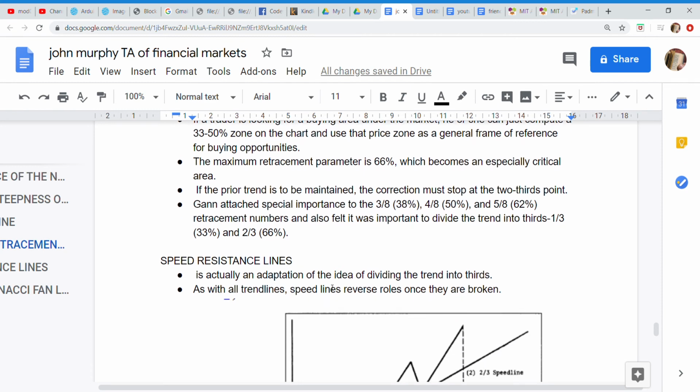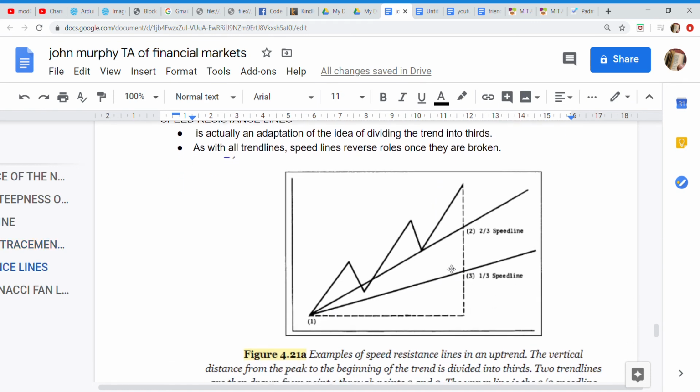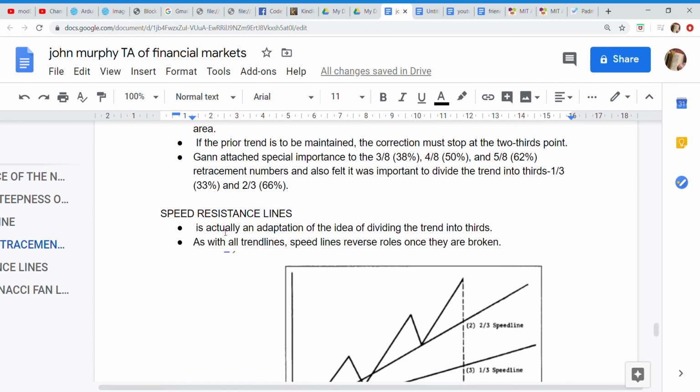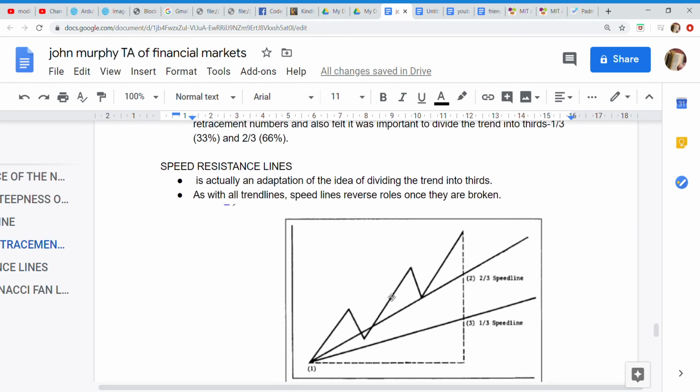So Gann attaches special importance to 38%, 50%, 62%, and felt it was important to divide the trend line into thirds, one third and two thirds. Speed resistance lines: it is actually an adaptation of the idea of dividing the trend into thirds.